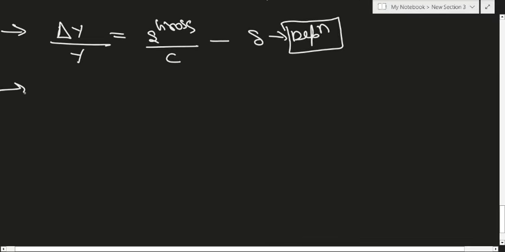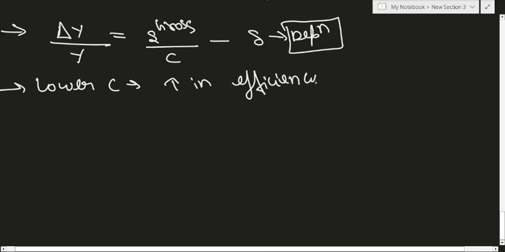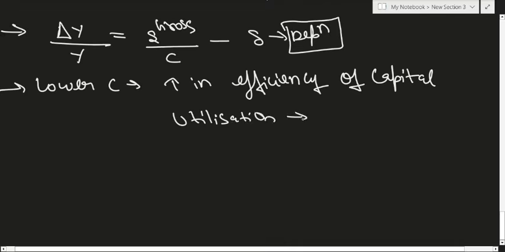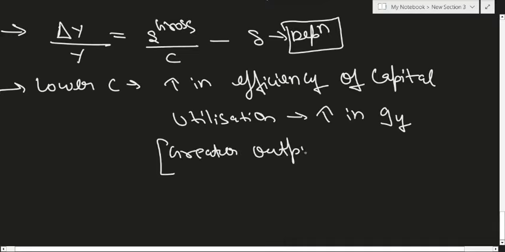Now, some implications. A lower C means an increase in the efficiency of capital utilization, which results in an increase in the growth rate of GDP, because greater output can be attained from additional investment.